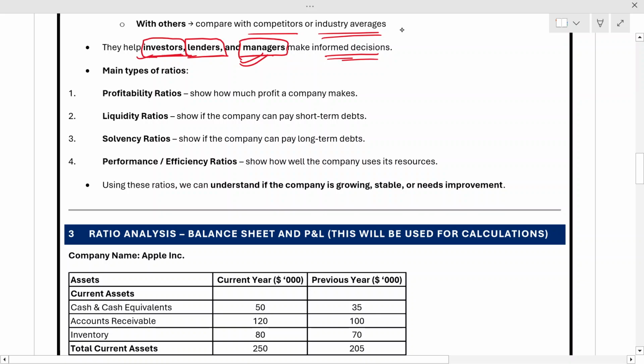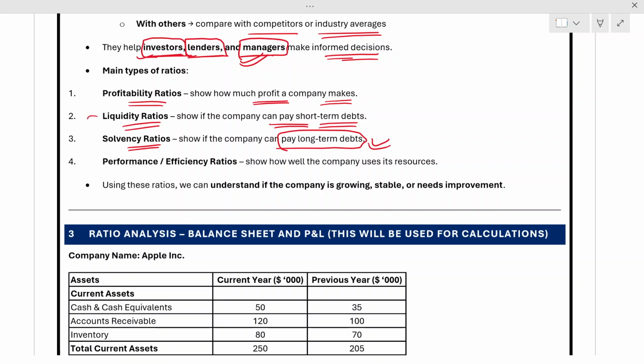Now mainly there are four types of ratios in a company. One is the profitability ratio, wherein we try to evaluate our profits. Next are the liquidity ratios, that is, how much money in terms of liquidity the company has, so that they can pay their short term commitments. Third is the solvency ratio, that is, can we pay our long term debts, our long term commitments. So liquidity and solvency have one difference: liquidity is short term and solvency is long term. Now the performance and efficiency ratios are also there, showing how efficiently the company is able to utilize its resources or assets. Using these we can understand if the company is growing, stable or needs certain improvements.